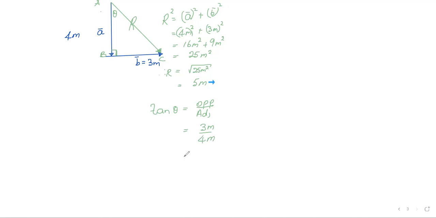And then that will give you 0.75. That is the tangent of theta. Therefore, theta will give you arctan of 0.75. That's going to be tangent inverse of 0.75. And that will give you maybe 53 degrees or something.